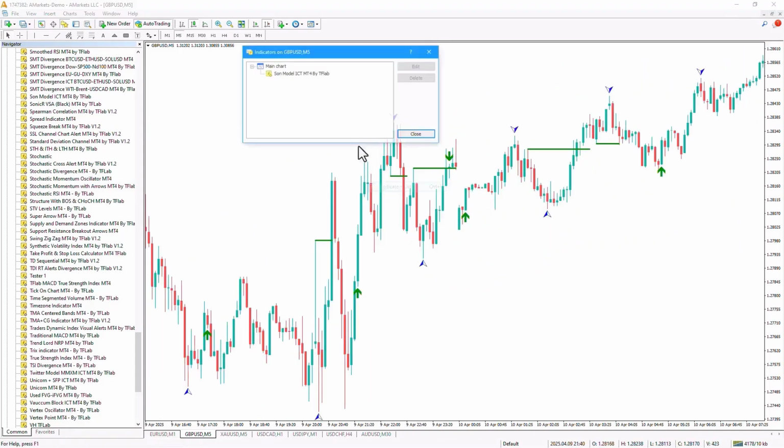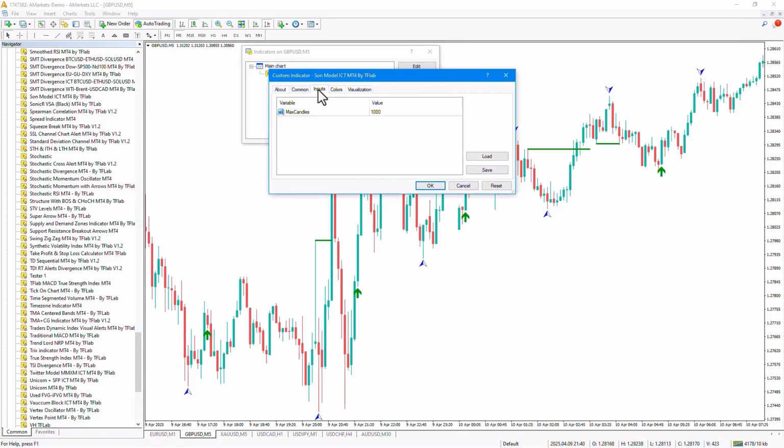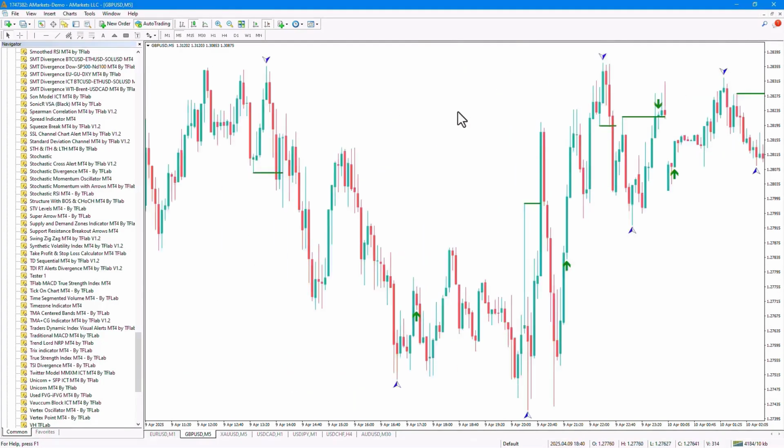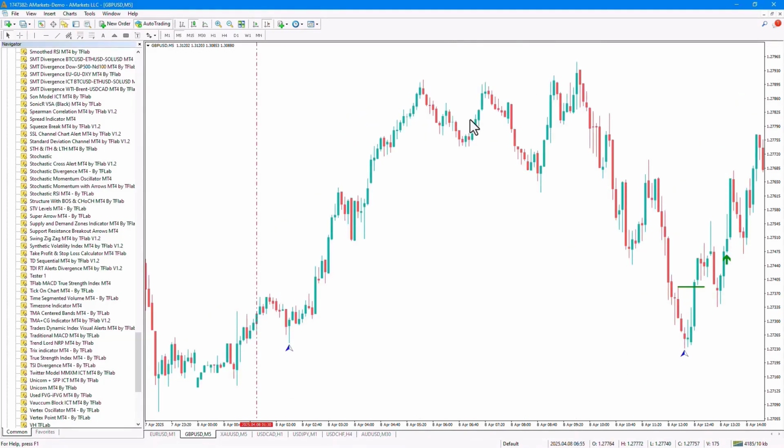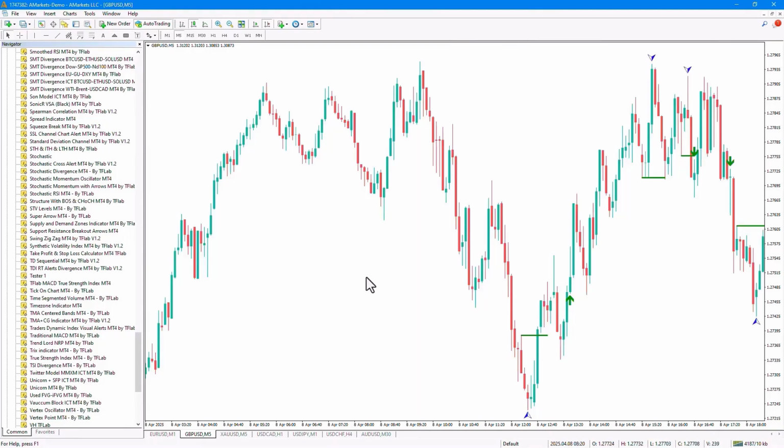In the settings section, under the input part, there is only one option available for us, where we can set the number of candles for identifying and calculating buy and sell signals. By default, it is set to 1,000 candles, which calculates up to 1,000 candles on the chart and displays the start of the calculation with a vertical line.